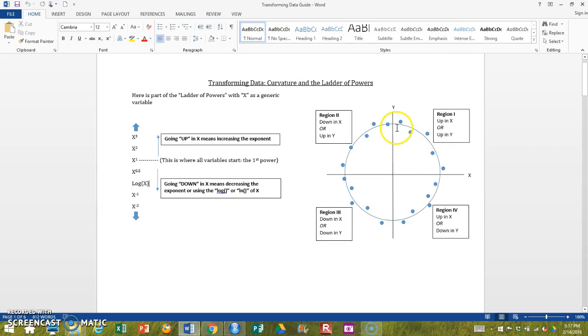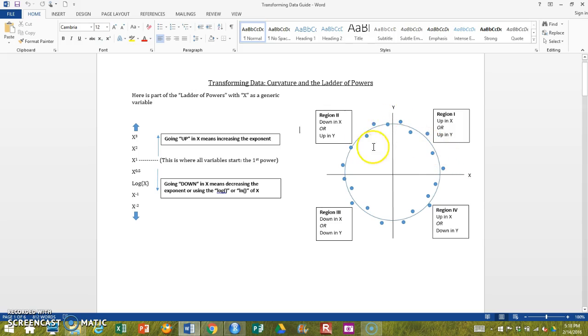So if I'm in this region 1 in my data, let's say these dots are some fake data here, then they are approximately followed by this curve, this part of the circle here. What I say then is, to fit data that look like this type of curvature, I apply an up transformation in X or an up transformation in Y. Either one will fit this type of shape.